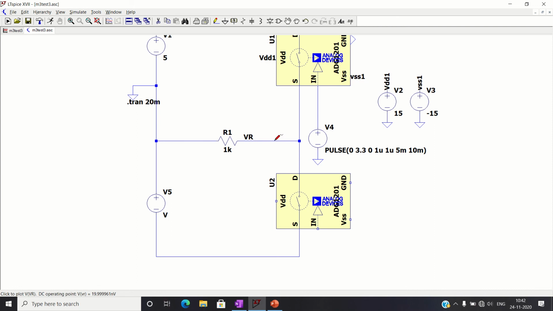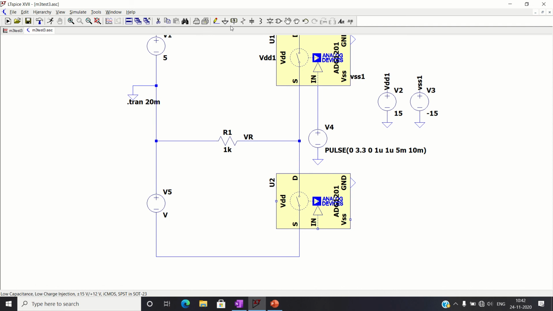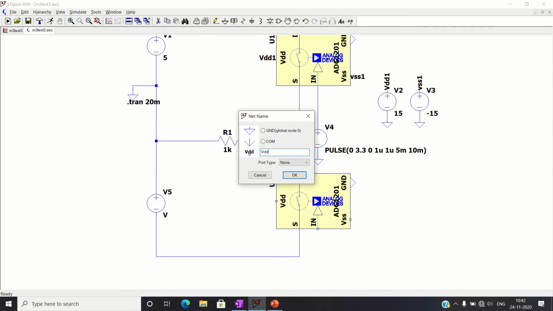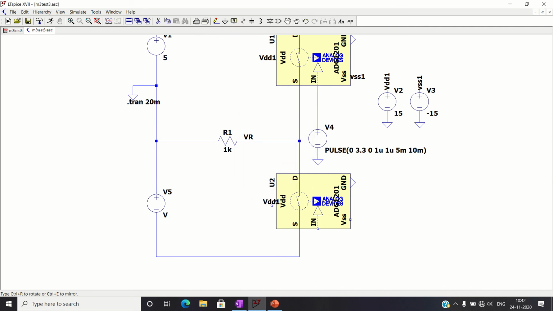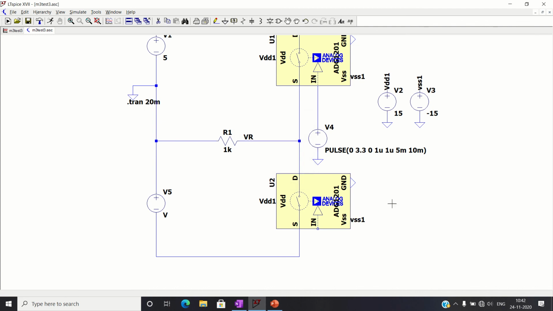Then give power supply to your switch. There is a VDD1, and then there is a VSS1, so that will also be added. The value of VDD and VSS for both my switches will remain the same, because the power supply doesn't change.